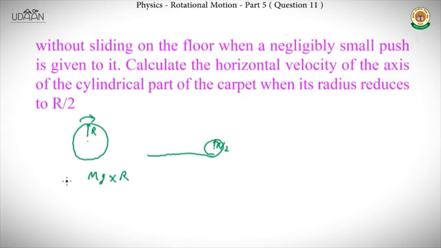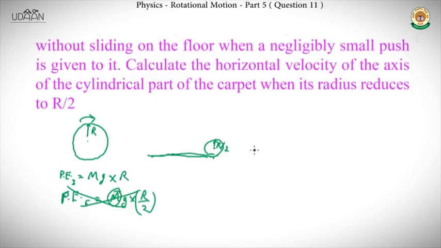Simple. Let's write it down as potential energy initial. The final potential energy will be mg into r by 2, right? No, there's a catch here. I've used the same mass, whereas when the carpet unrolls, some of the mass gets laid on the ground. So it's not the complete mass. This is wrong. We need to find the final mass, the mass which is at this height r by 2.